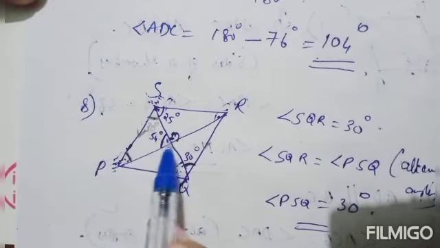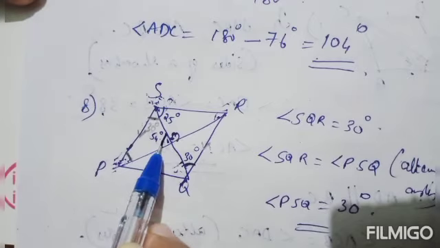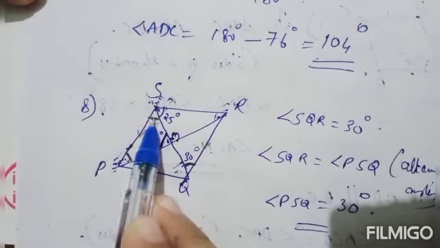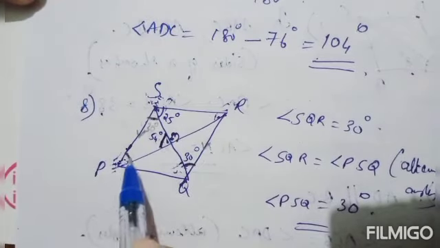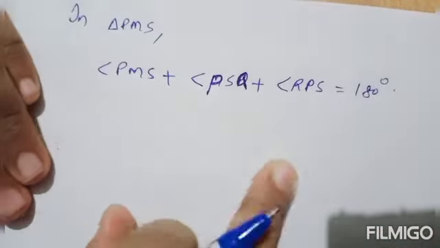Angle PMS, this angle, plus angle PSQ, this angle, plus angle RPS, this angle, equal to 180 degrees. Sum of three angles is 180 degrees. Okay, so you will get like this.